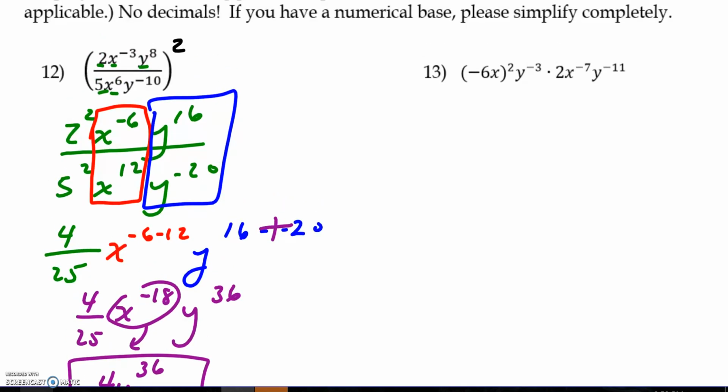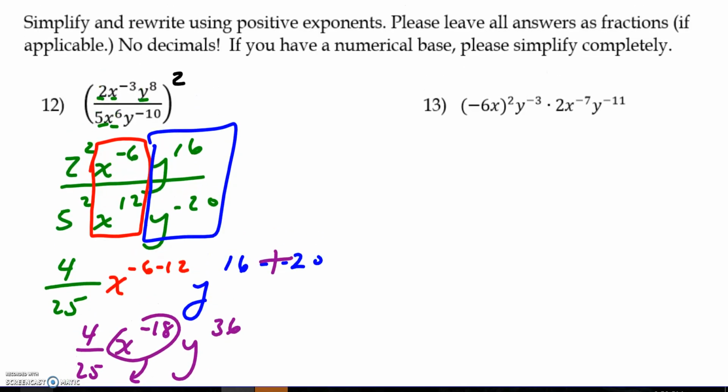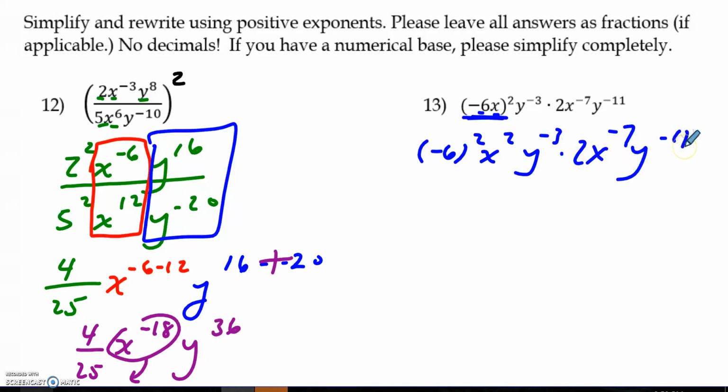Number 13, same idea, except this time we're not dividing, we are multiplying. But you want to look at the parentheses first. My eye goes here. There are 2 bases within this parenthesis, so I'd have negative 6 squared and then x squared. And I'm just going to recopy everything else that I see. The negative 6 squared, remember negative times negative is positive, so we'd have 36 x squared y to the negative 3rd times 2x to the negative 7th y to the negative 11th.